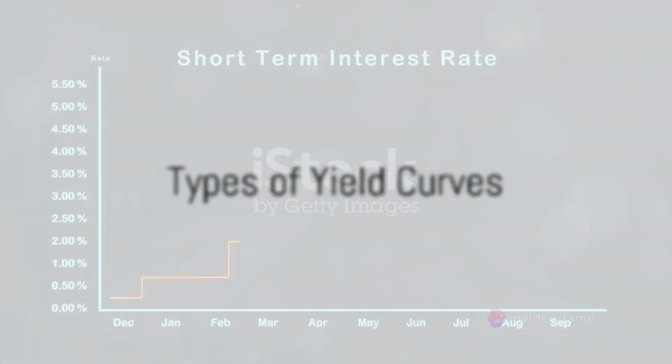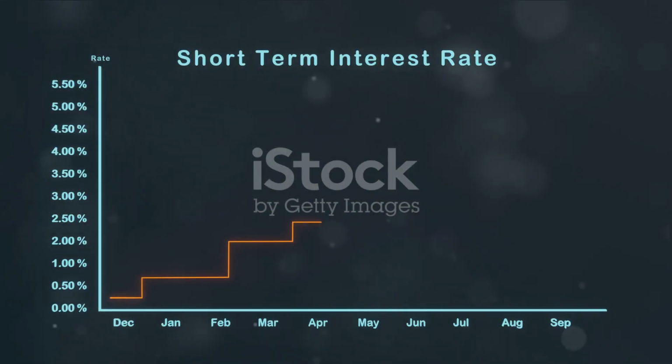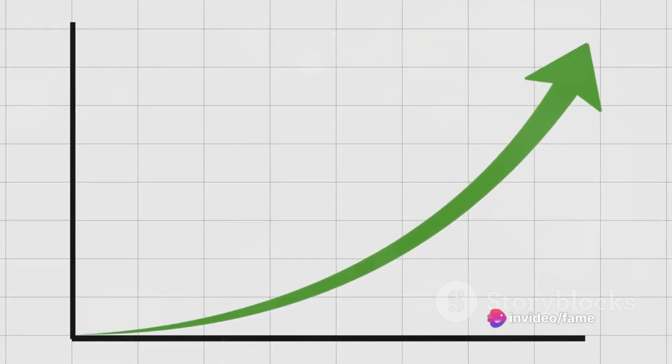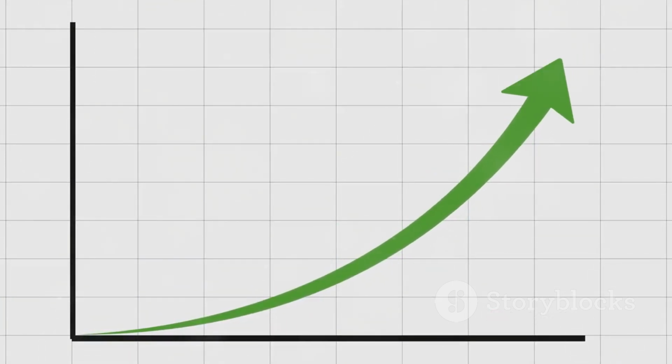There are three primary types of yield curves. The most common one is the normal yield curve, which slopes upwards, indicating that the yield on long-term bonds is higher than on short-term ones. Why is this so, you might wonder? It's because investors want a higher return for lending their money for a longer duration.